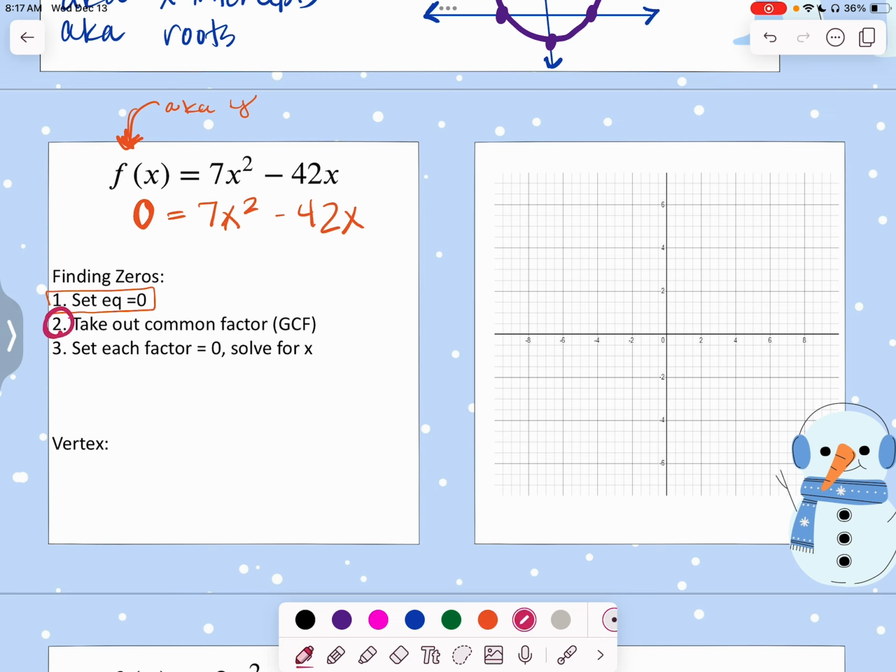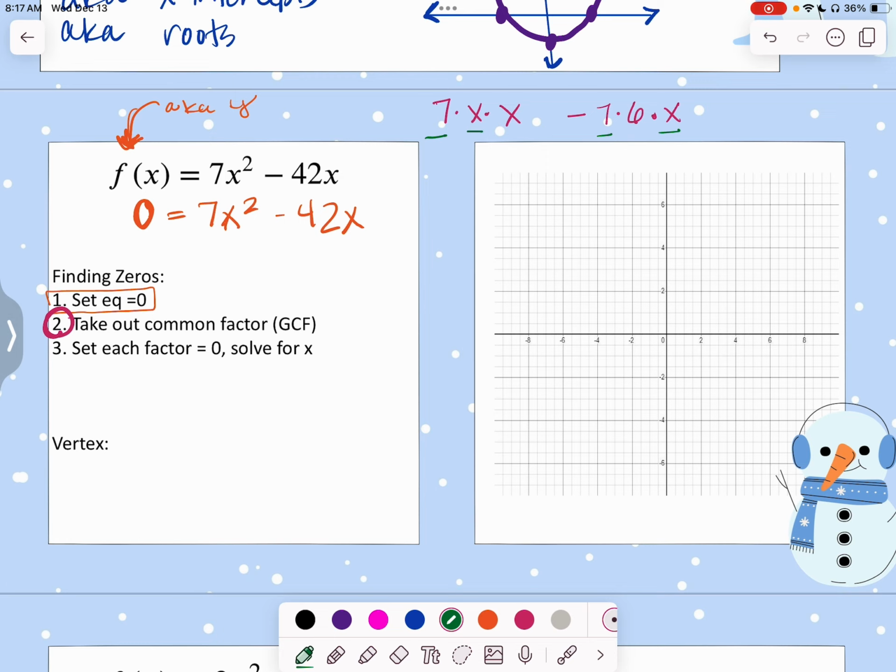You set it equal to 0. Step 2 says take out the GCF. So I've got different things here. I've got 7, and I have x and x. I'm pretty sure we've done this. I'm feeling like I blocked a bunch of this out, but I know that we've done it. 42 is negative 7 times, I hope it's 6, and x. Okay, and when I look at this, I have a 7 and an x in both of them. So that is my GCF.